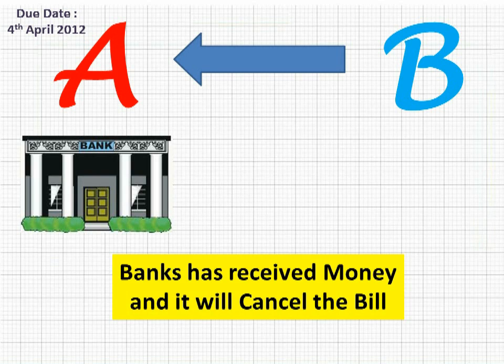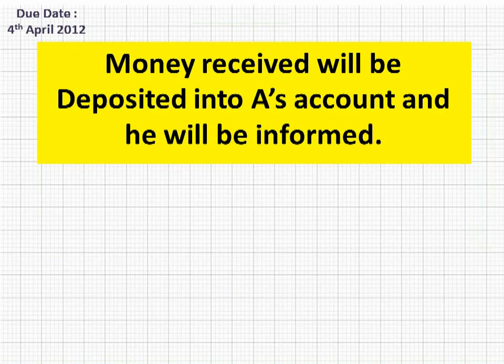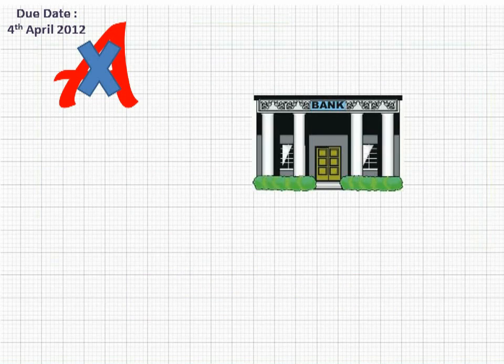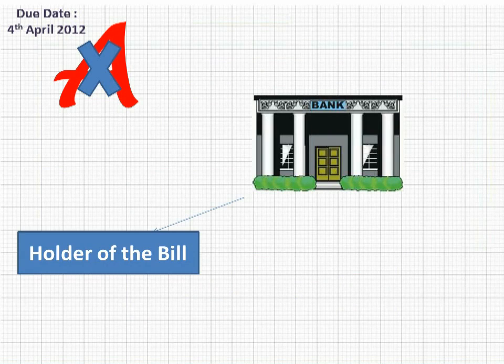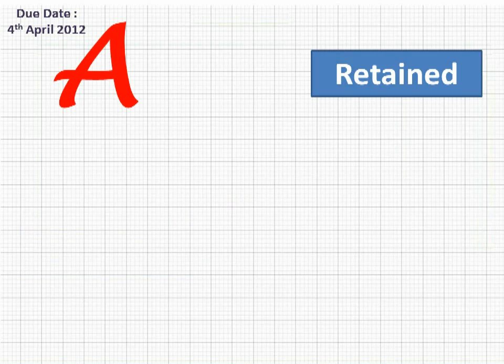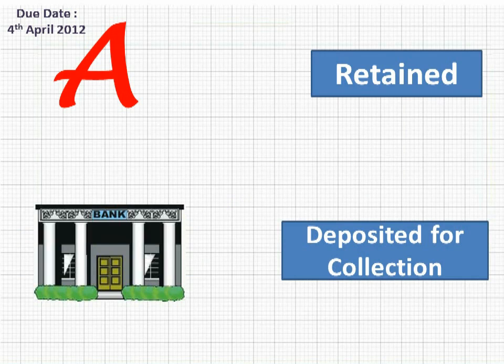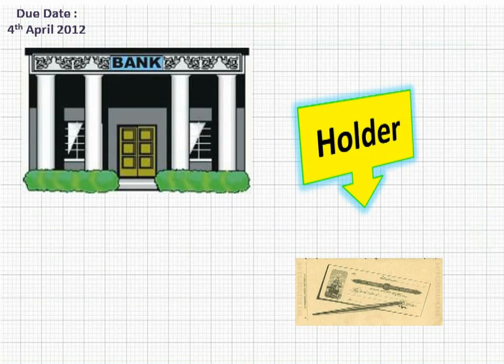And the money received by the bank will be deposited in the account of A, and the bank will inform A immediately about the recovery of money. In this way, we can say on the due date, the bill was not with A, it was lying with the bank. Means the bank was the holder of the bill at the time of maturity. So in the first situation, the bill was retained with himself. In the second situation, the bill can go to the bank for collection. Means on the due date, the bank is the holder of the bill.